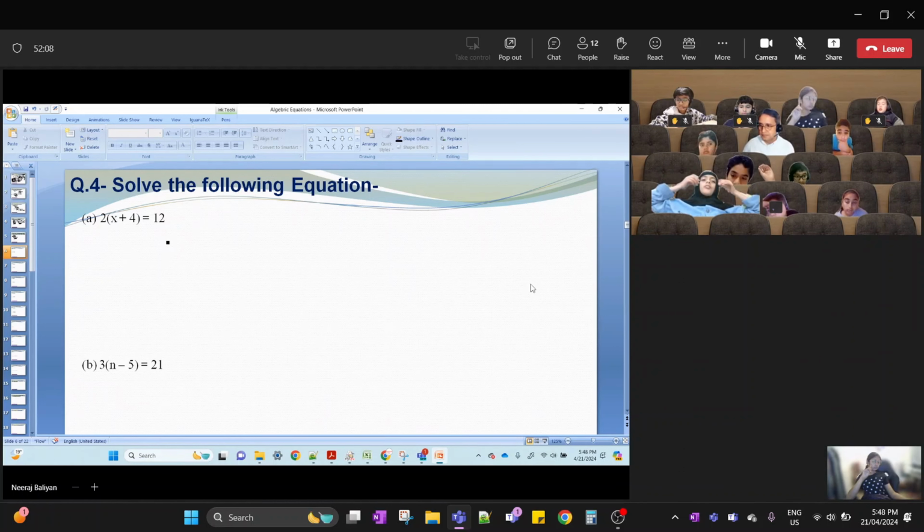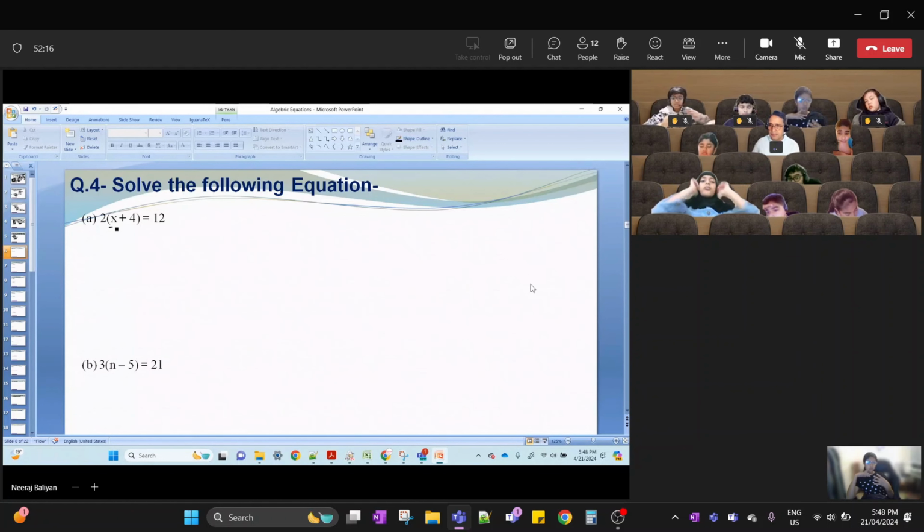I think it is 6. No, we need to go step by step, Punya. So what will you do first? You will open the bracket. And what will happen when you open the bracket? You have to multiply 2 with every term inside the bracket.